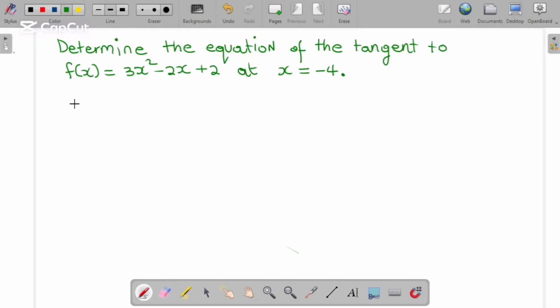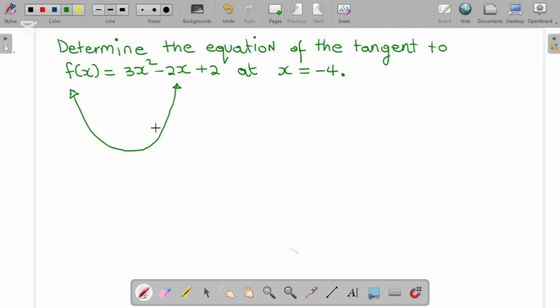Okay, in this video we are going to determine the equation of the tangent to f at x equals 3x squared minus 2x plus 2 at x equals -4. In order for us to understand this, I suggest we first draw a rough sketch. Let's draw a rough sketch. This will be the parabola. If we were to sketch this graph roughly, it will look like this.